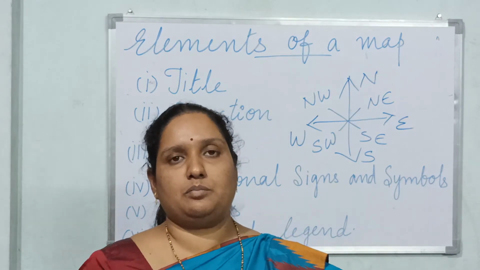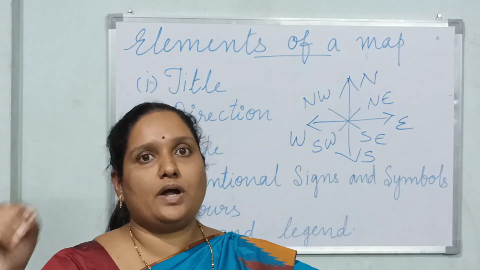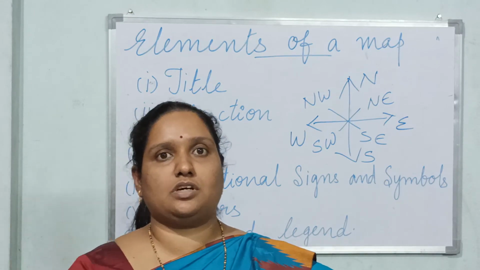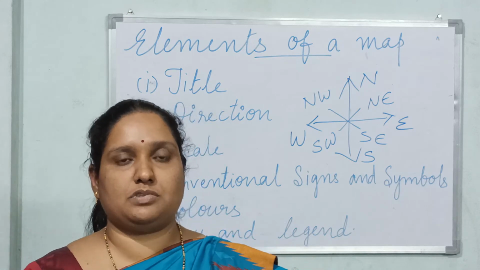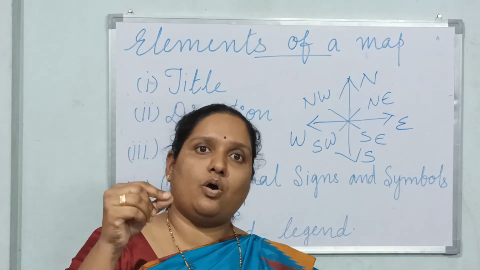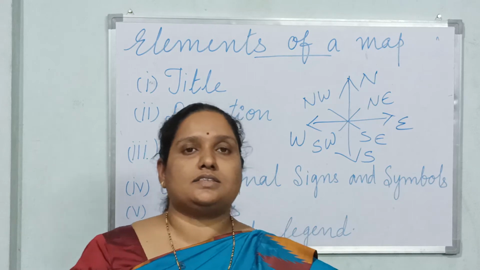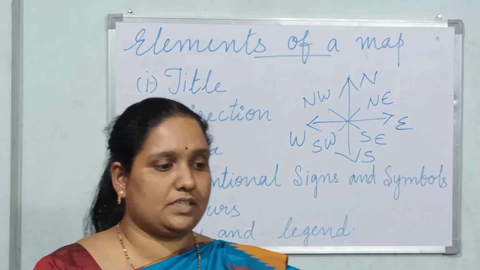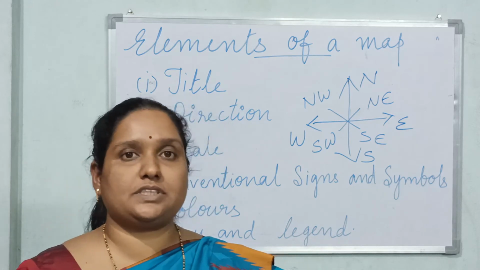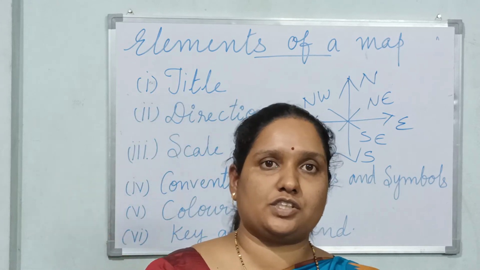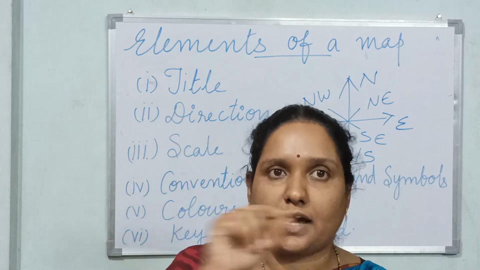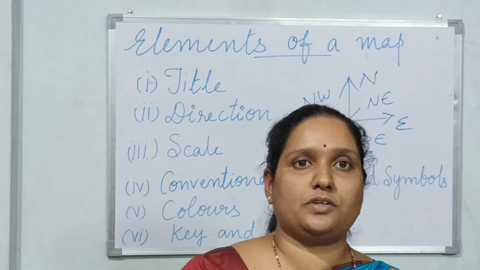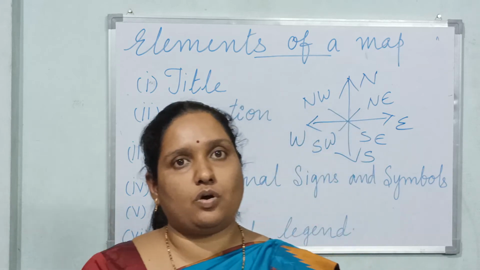In your maps or in your atlas, it is written 1 centimeter is equal to 1000 centimeter, or 10,000 or 1 lakh centimeter. That means 1 centimeter on the map is equal to 1 lakh centimeter on the ground. So it will be written in ratio. The second one is the representative fraction method. In the representative fraction method, it will be written in fraction form, 1 by 50,000. That means 1 centimeter is equal to 50,000 centimeter on the ground.